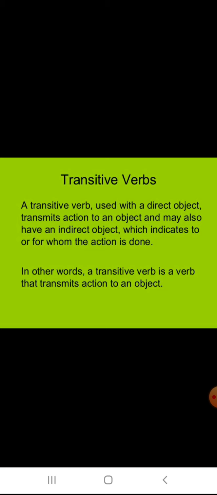Now let us read about transitive and intransitive verbs. First let us read about the transitive verb. A transitive verb is used with a direct object, transmits action to an object, and may also have an indirect object which indicates to or for whom the action is done. In other words, the transitive verb is a verb that transmits action to an object. So in the transitive verb, we can always find the object. Without an object, the transitive verb cannot complete or give the sense of the sentence.